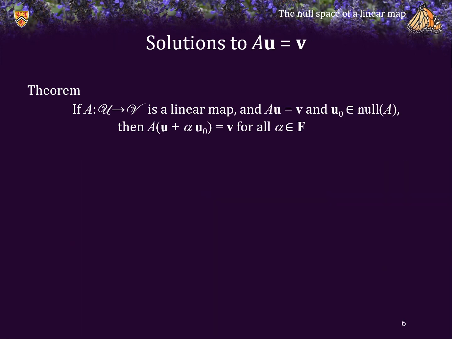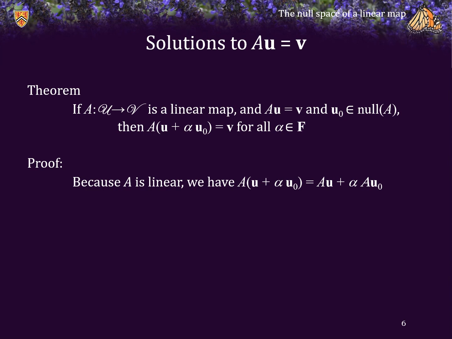Theorem: if A mapping a vector space U onto a vector space V is a linear map, and A applied to u is some vector v in the codomain, and u sub naught is a vector in the null space of A, then A applied to u plus alpha u naught is also equal to v for all alpha in the field.